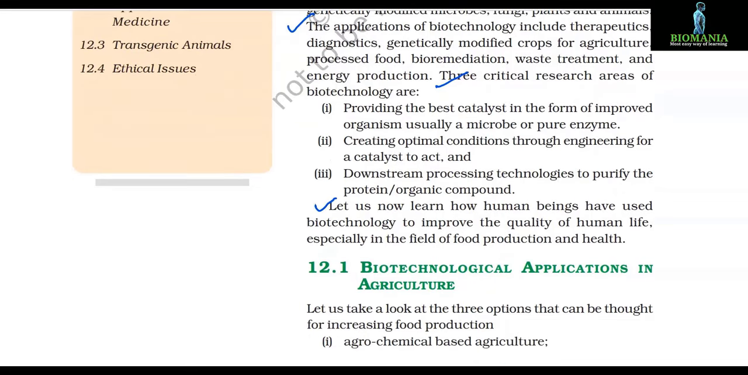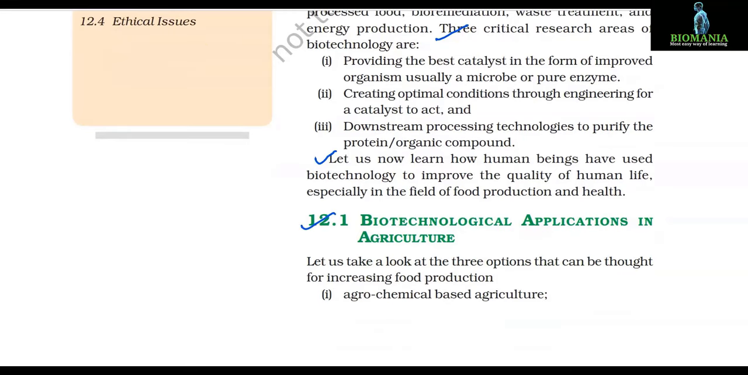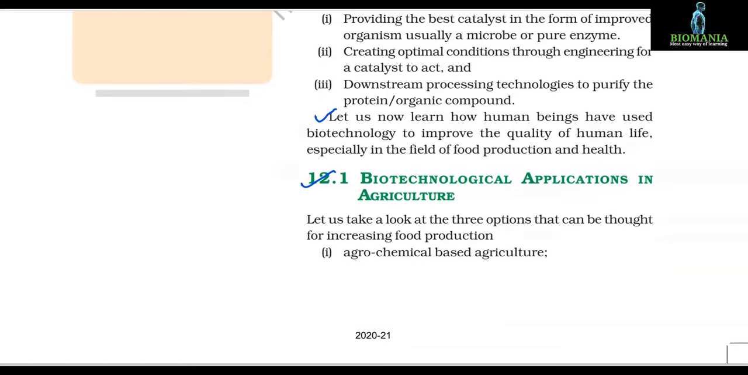Let us learn how human beings have used biotechnology to improve the quality of human life, especially in the field of food production and health. 12.1 Biotechnological applications in agriculture.